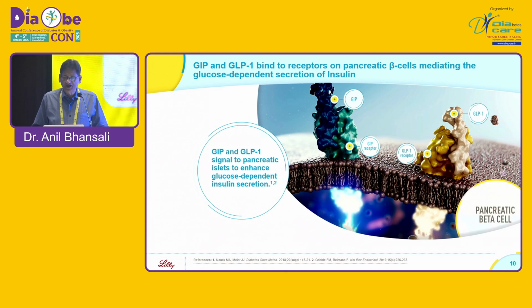Both GIP and GLP-1 act synergistically on the beta cell. They stimulate the beta cell, and it is glucose dependent. I'll tell you why I say that. In simple language, we could say GIP and GLP-1 induce insulin secretion, but the term always used is glucose dependent insulin secretion. I'll try to explain why this word glucose dependent has been used.